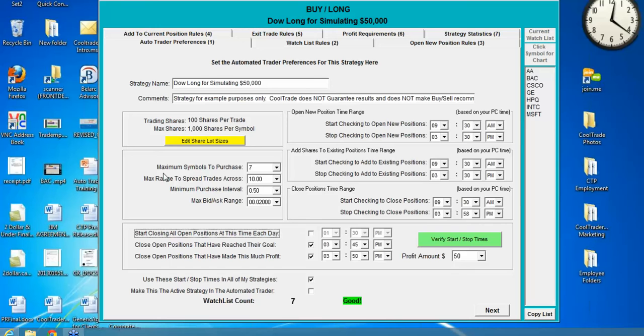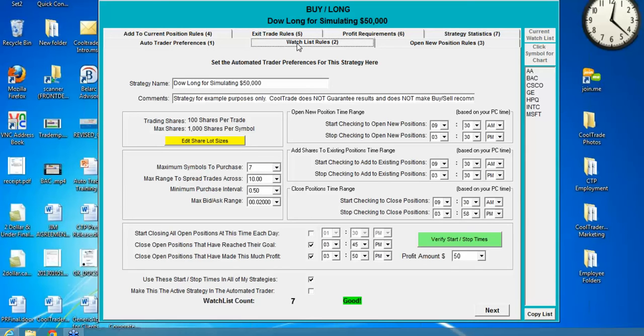One more box that I missed is maximum symbols to purchase. So right here, you're able to tell the robotic trader how many stocks you want to buy. So this one is set up to buy 7 stocks. But each one of these systems will manage between 1 stock and 100 stocks. Each one of these systems will manage up to $2 million and 100 symbols. But most people will start off with 5 stocks, and as they see it working, they'll go ahead and add more capital and add more stocks.